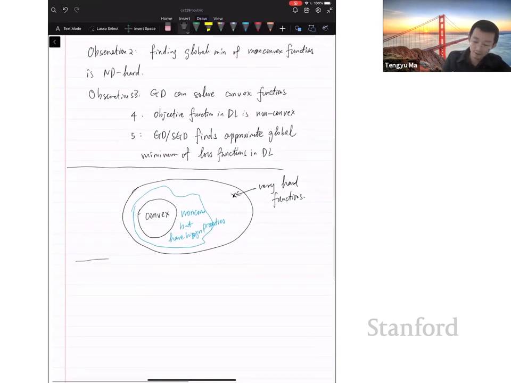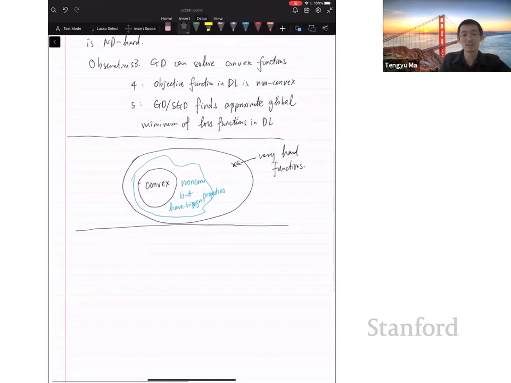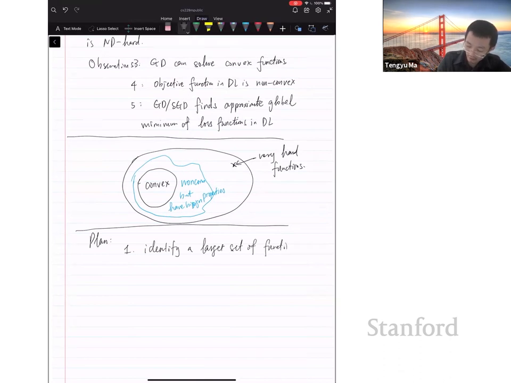All right, so here's our plan for this lecture and maybe the first part of the next lecture. The first step is that we're going to identify a larger set of functions that SGD or GD can solve up to global optimality.